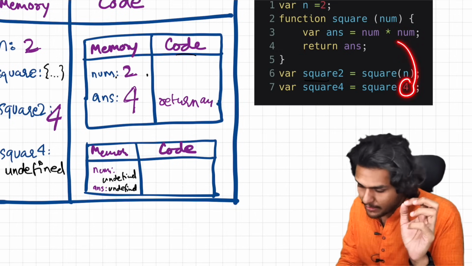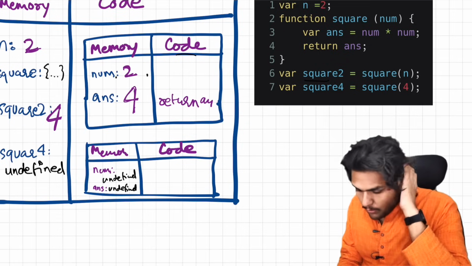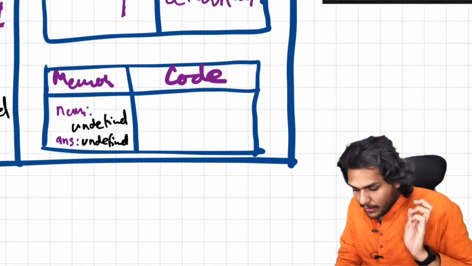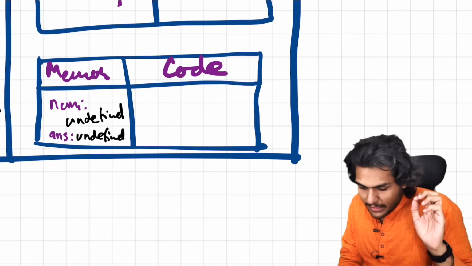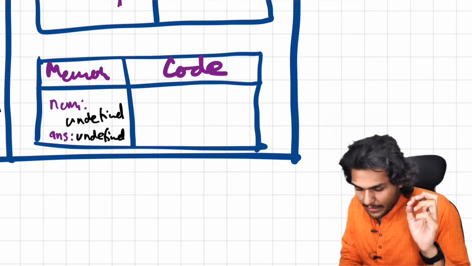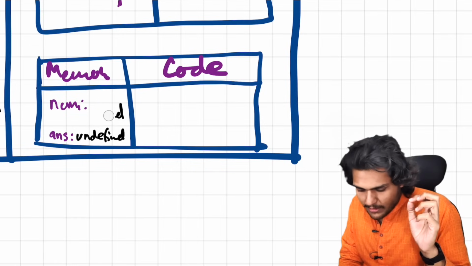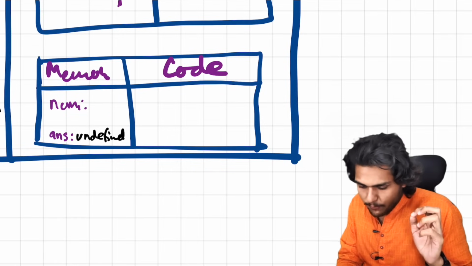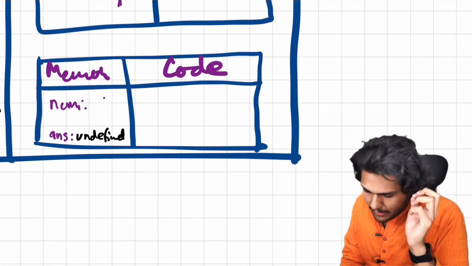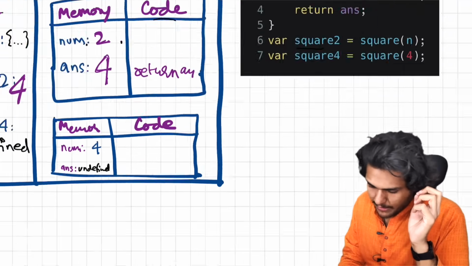So here the argument is 4. Okay, so in the code execution phase, the undefined will be replaced by 4, right? So it will be 4.